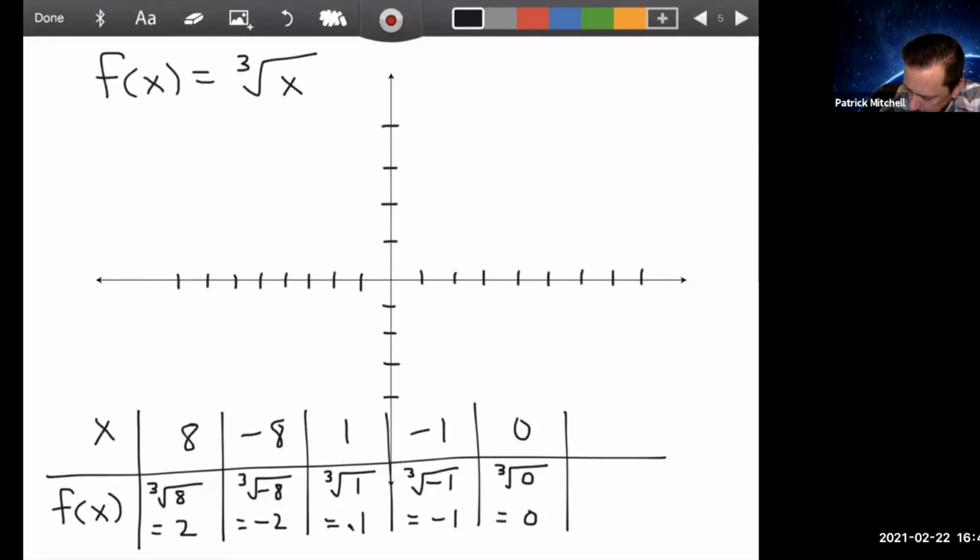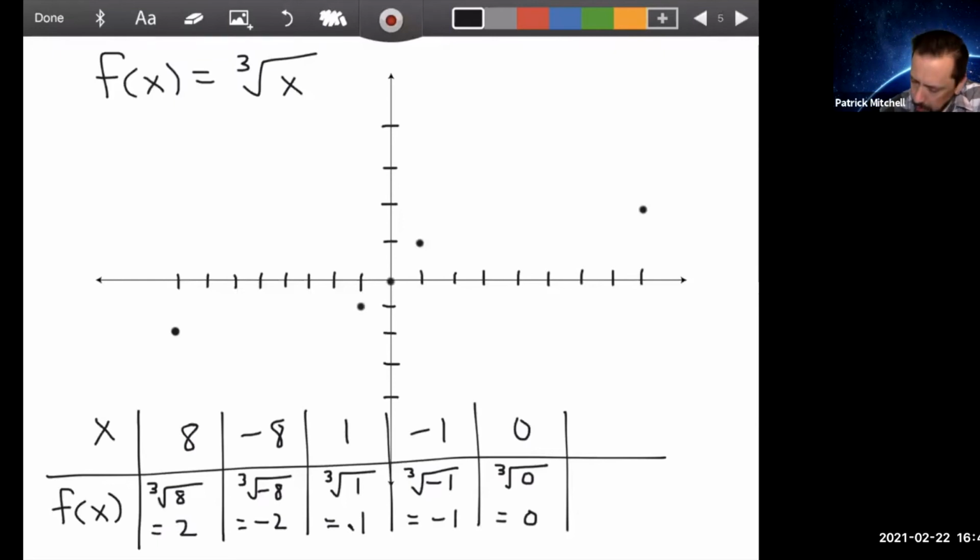We want 8, 2, which is right about there. -8, -2, which is over here. 1, 1, which is right here. -1, -1, which is right there. And 0, 0, which is right here.